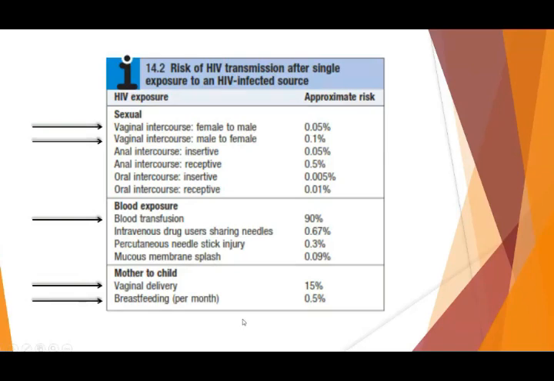If the female has the virus, if the female is infected and the male is not infected, the risk is 0.05%. While if the male is infected and the female is not infected, the risk is 0.1%. So the infected male is going to transmit the virus to the female with 0.1%, while the infected female is going to transmit the virus to the male with 0.05%. So male to female transmission is higher than female to male through this route, vaginal intercourse.